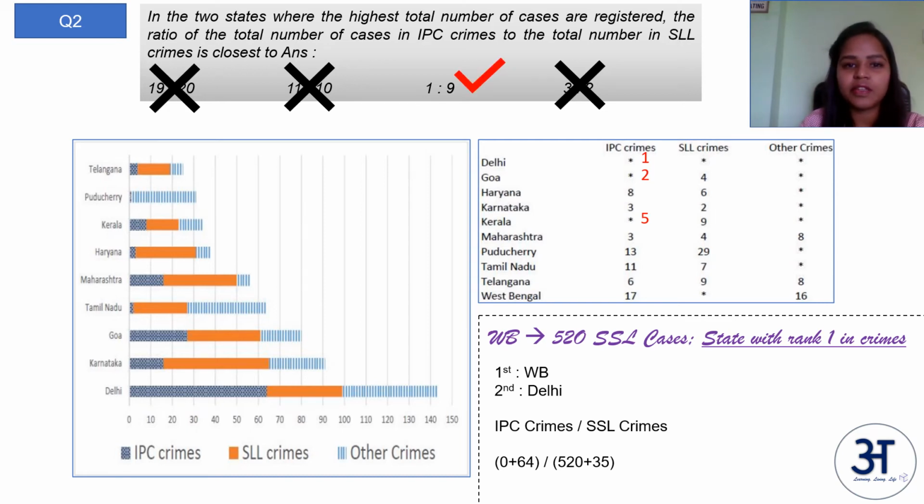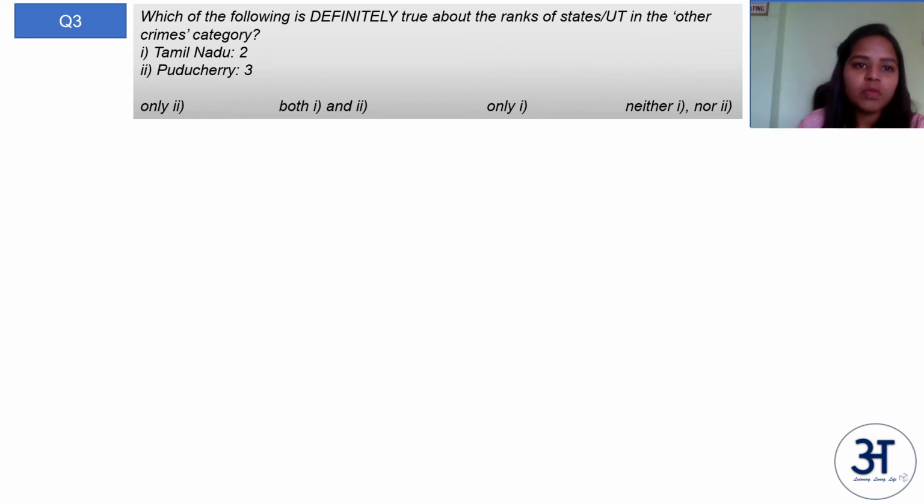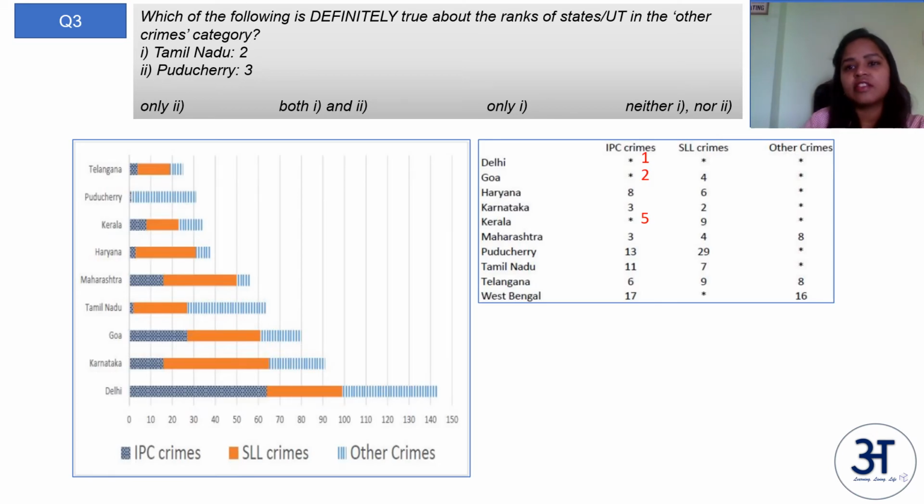So now let's look at question 3. Which of the following is definitely true about the ranks of states or UTs in the other crimes category? So now we are looking at the other crimes category. Again, in other crimes, there is the rank for 2 of the states, Maharashtra and Telangana, which is 8, and West Bengal is 16, and other crimes is 0 there. So again, I will try to correlate the data from the first table, the chart, and then I will see if I can get some information out of that.